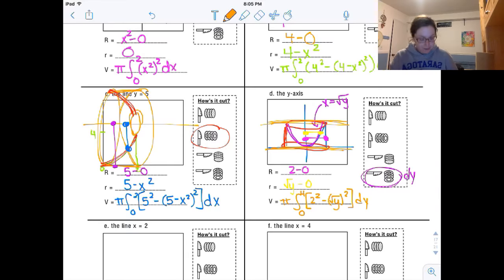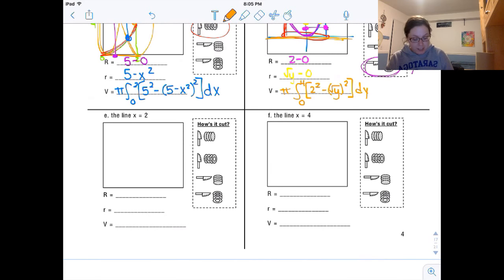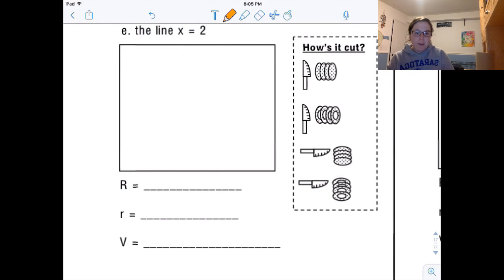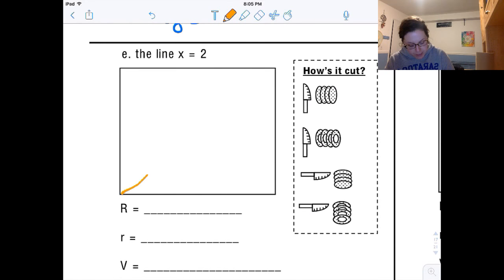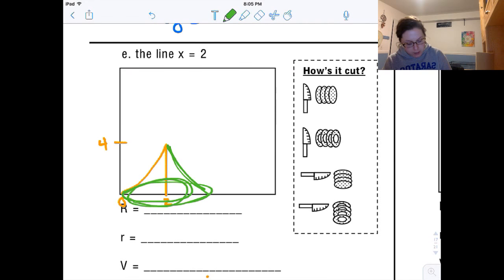Okay, next one. I got 2 more, and then I need questions. This one we're going to go around the line x equals 2. So here's my region. That's at x equals 2, right? So 0, and then that's at 4. And we're rotating around that. So this part on the bottom is going around in a circle. This part here is actually going to be symmetric there.